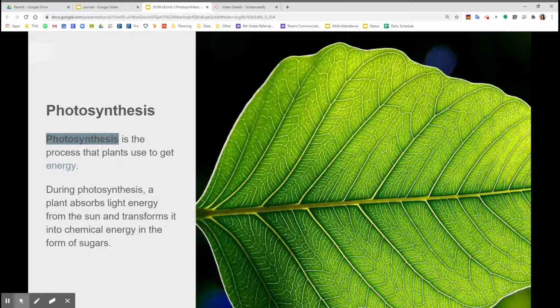So if photosynthesis did not exist, if it never evolved, then there would be no way for animals like us to exist because there would be no food on the planet. During photosynthesis, a plant absorbs light energy from the sun and transforms it into chemical energy in the form of sugars. Our bodies cannot use energy from the sun, which is why we must eat. Specifically, we must harvest chemical energy.